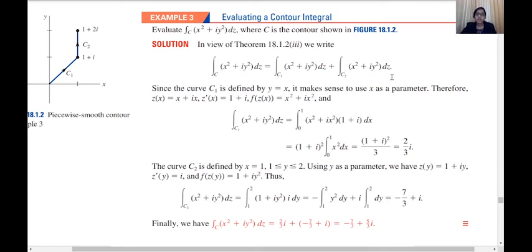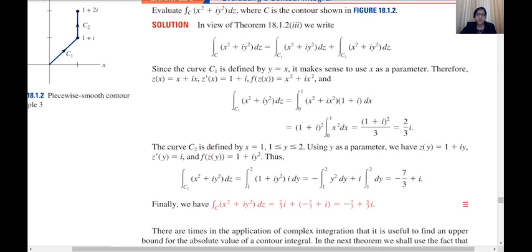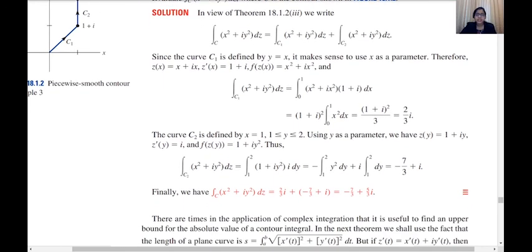So using this formula, the integral over c of x square plus i y square dz will be equal to the sum of these two values, that is 2i by 3 plus minus 7 by 3 plus i. Okay, so that is nothing but minus 7 by 3 plus 5i by 3. Okay, so I hope this is clear.